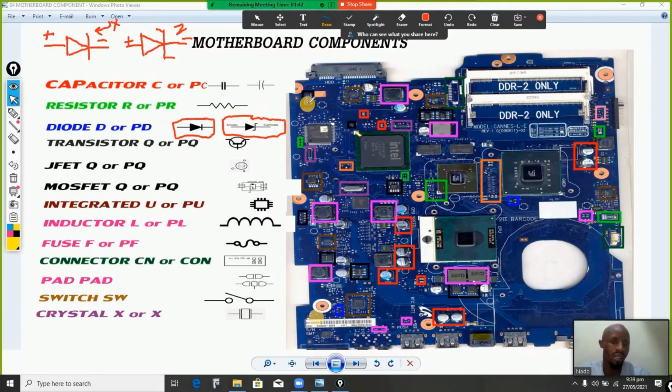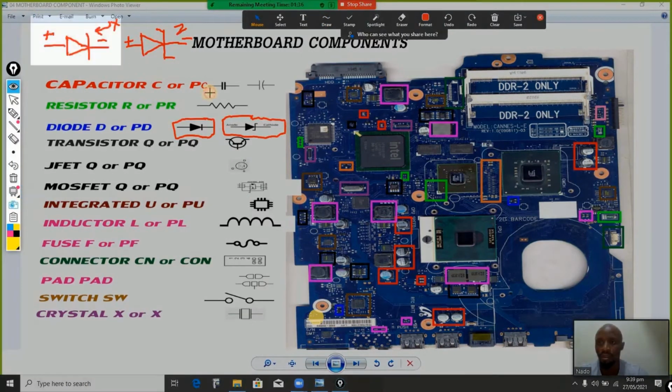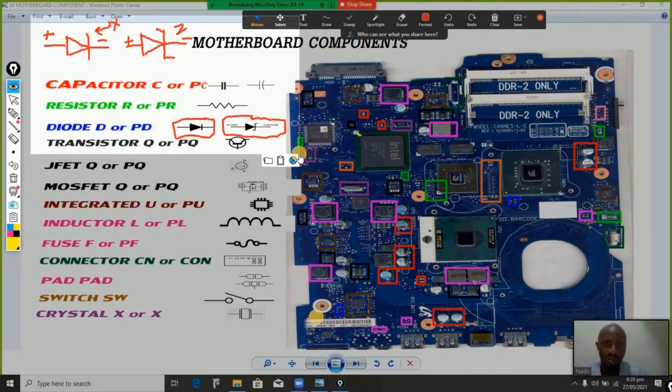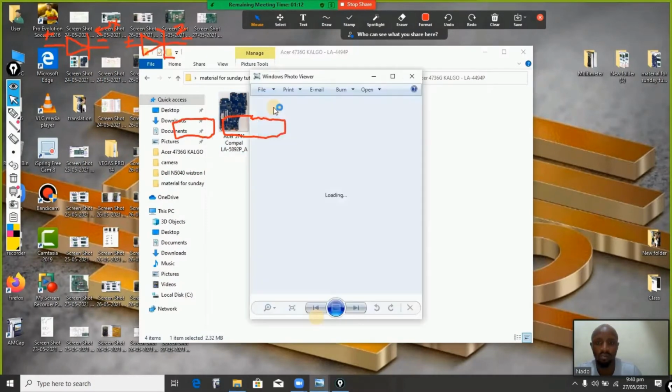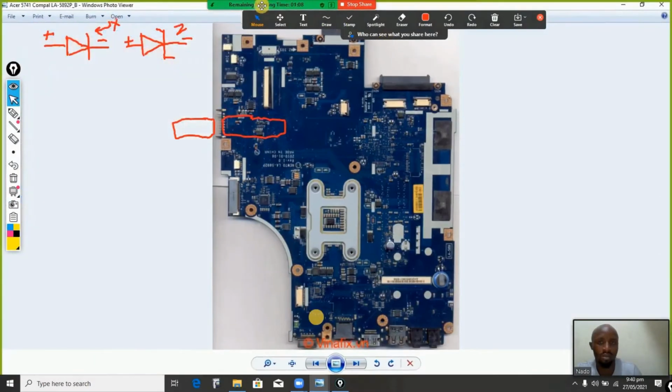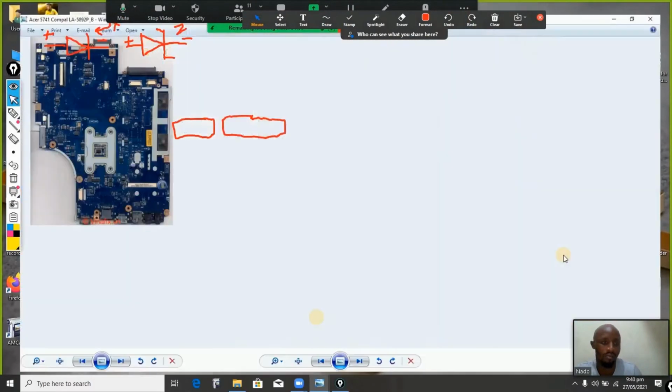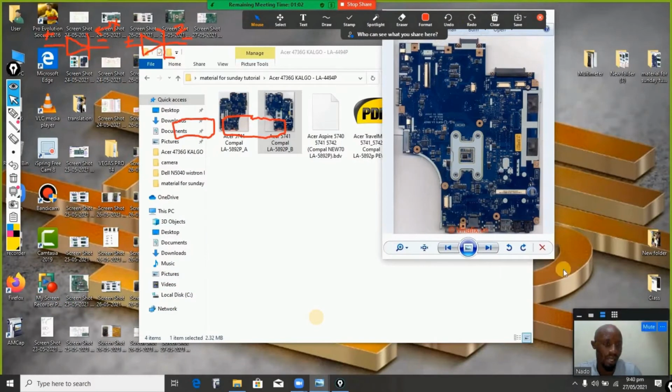Whenever we are talking about diode, how does it look? Basically, a diode will have two legs. But when a component is represented with D and you see three legs, all they are trying to let you know is that we have two diodes in it, and it can have additional pins. It's not just one, it can be two, it can be three, based on the number of components. So if we check on the motherboard, let me open another motherboard. What is the representation of diode? Diodes are represented with D or PD. D or PD.